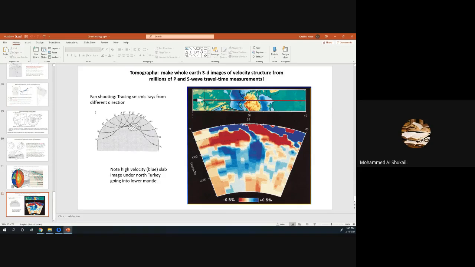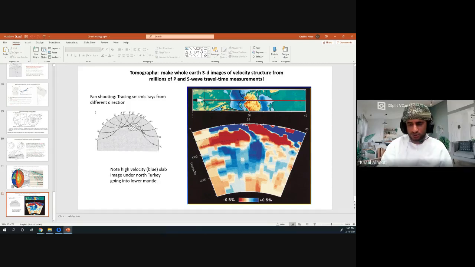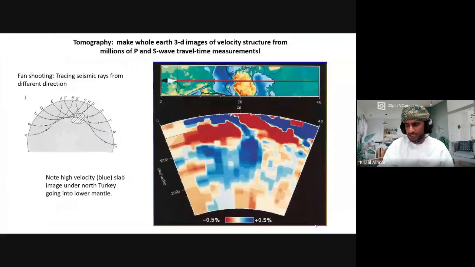Yeah, that's a good question. What exactly is this? This is some anomaly. This is something different, having a different velocity structure or velocity value. We call it an anomaly.